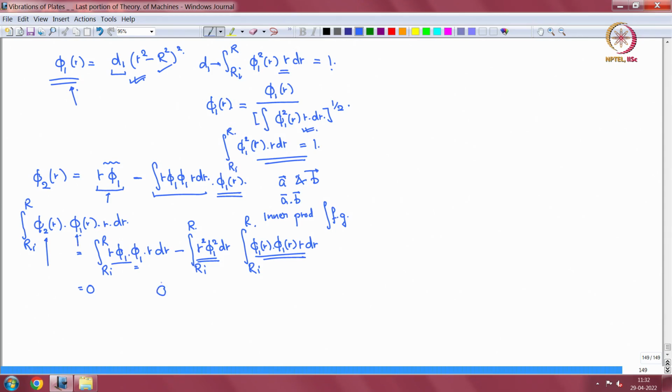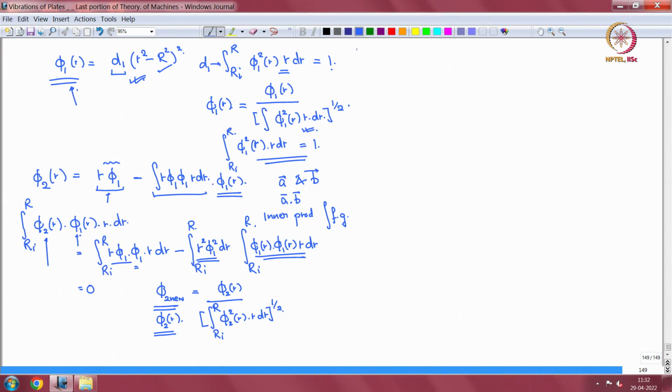You compute the new phi 2. How do you compute? You do this: you have phi 2 of r and you divide by the square root of the integral of r_i to r of phi 2 square of r into r dr, and rename it as phi 2 r. Okay, necessarily I have too many in the list.